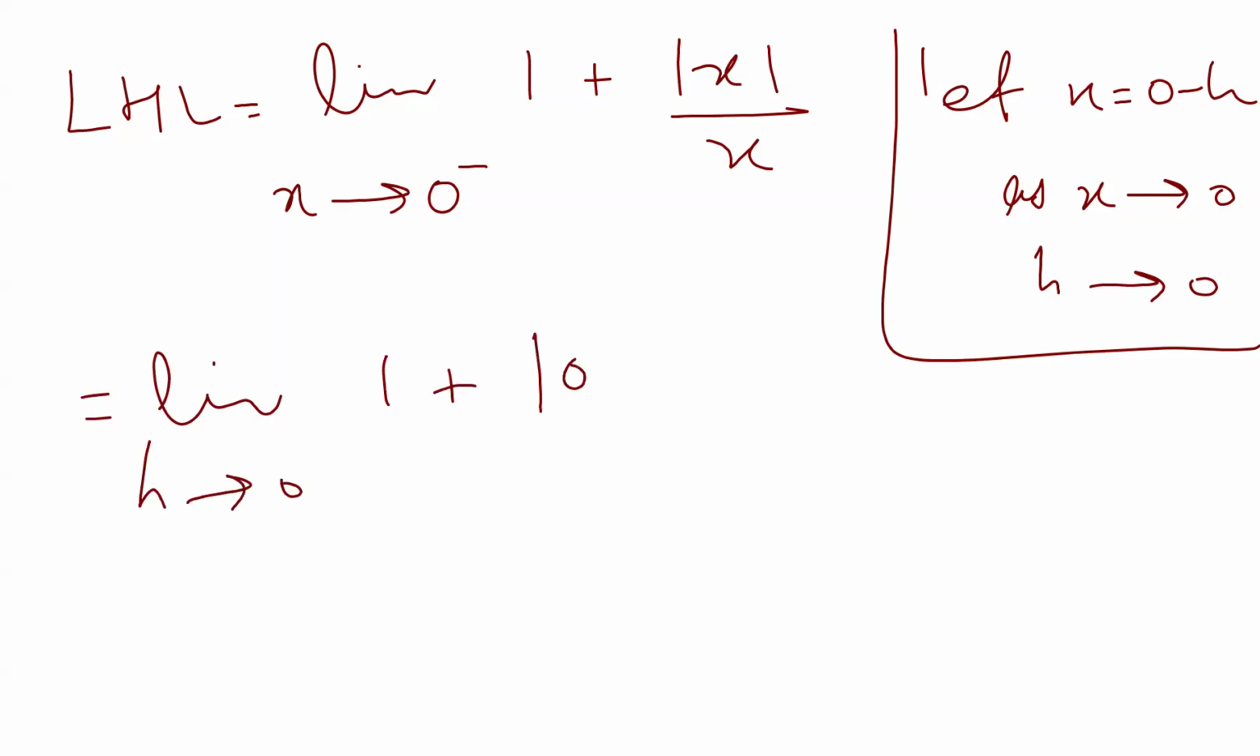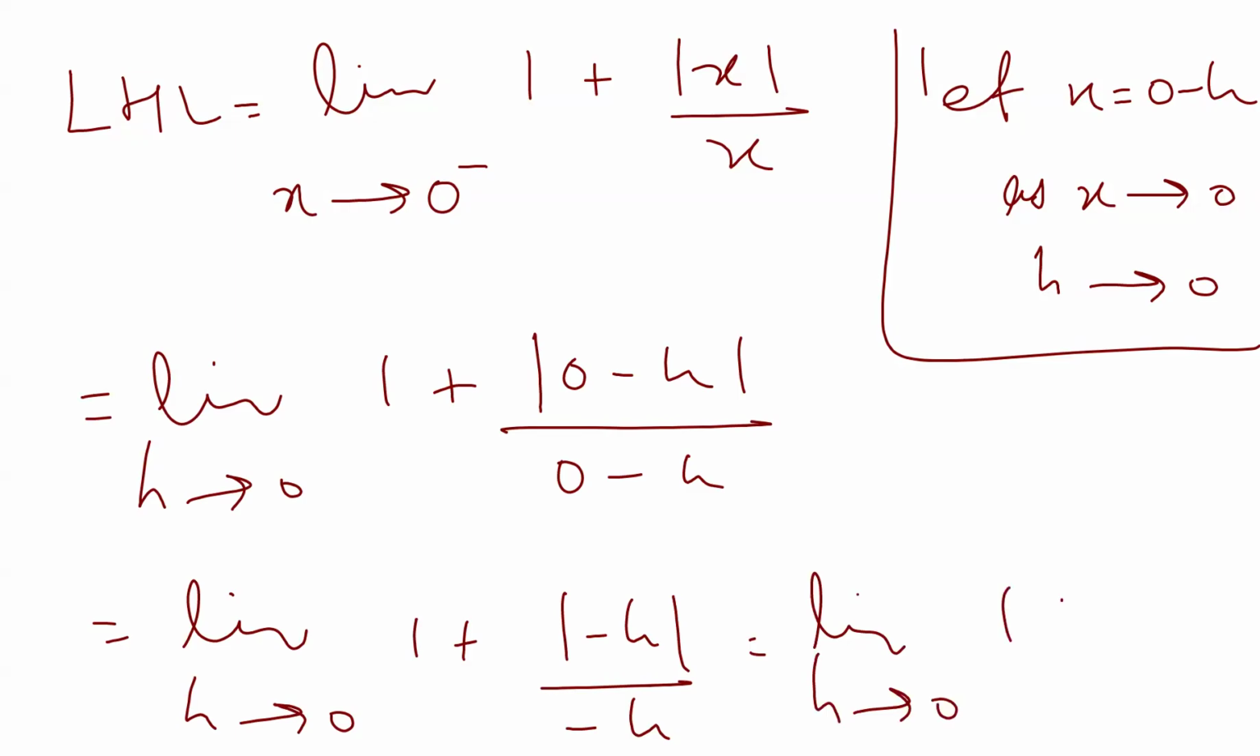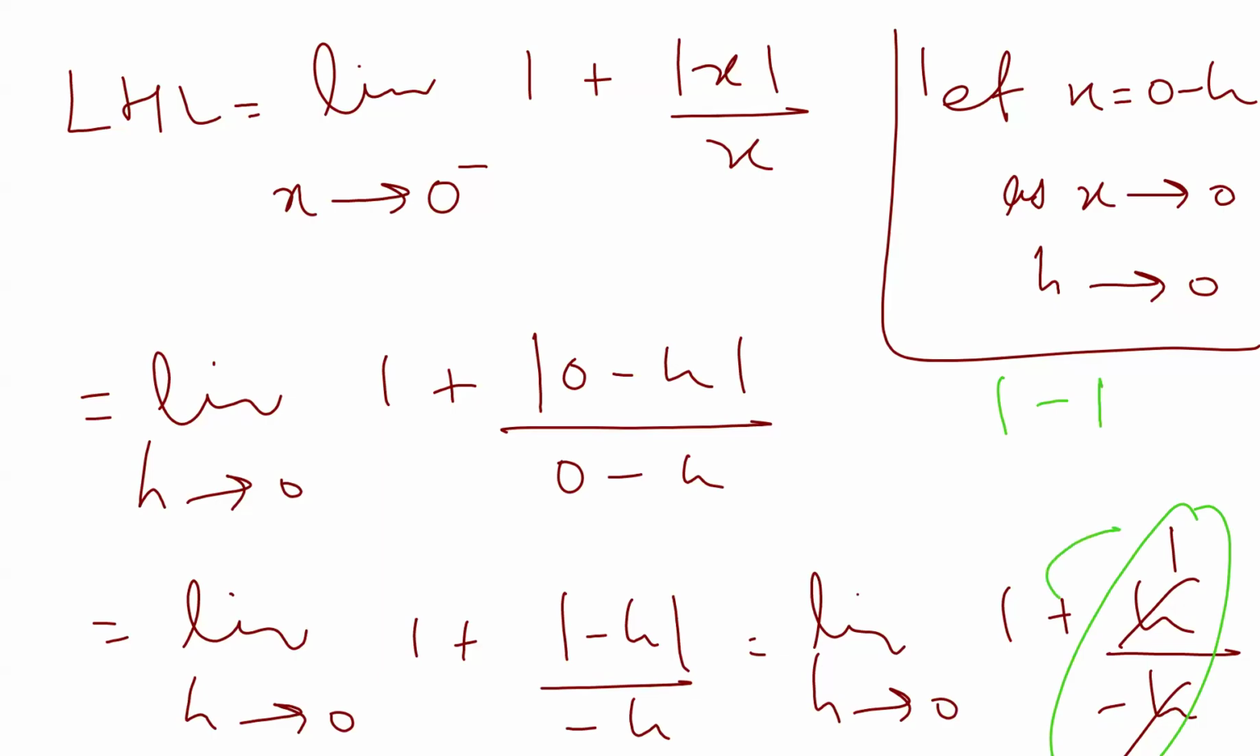Limit h approaching 0, (1 plus modulus of 0 minus h) upon (0 minus h), equal to limit h approaching 0, (1 plus modulus of minus h) upon minus h. Modulus of minus h is h. Negative becomes positive, and minus h will remain as it is. So this and this is gone, and we are left with 1. So 1 plus 1 upon minus 1. Now, what is 1 upon minus 1? It is minus 1. So 1 minus 1, plus into minus will become minus. So that is equal to 0. So LHL is equal to 0.